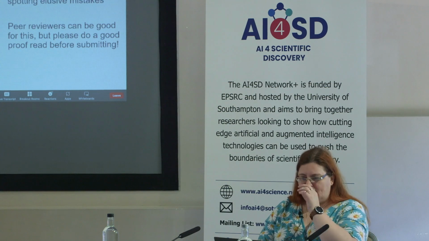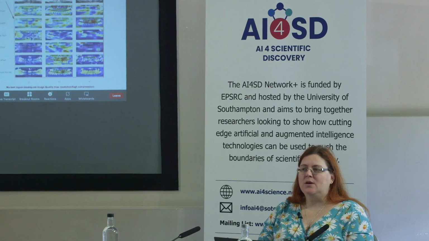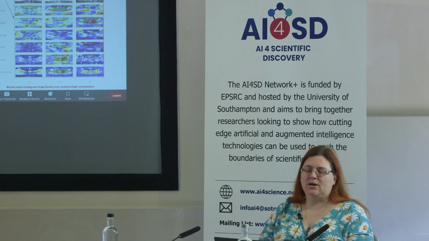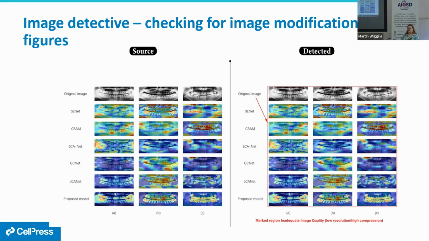Something that you may or may not be aware of is that some journals, my journal and my organization, have this thing called Image Detective. As well as having Authenticate, which is software designed to check for plagiarism for stuff posted on the internet, we also have Image Detective, which checks for image modifications in figures. Here we have an example, with the source on the left and the detected on the right. Image Detective is complaining because it says marked region inadequate image quality, saying low resolution or high compression.